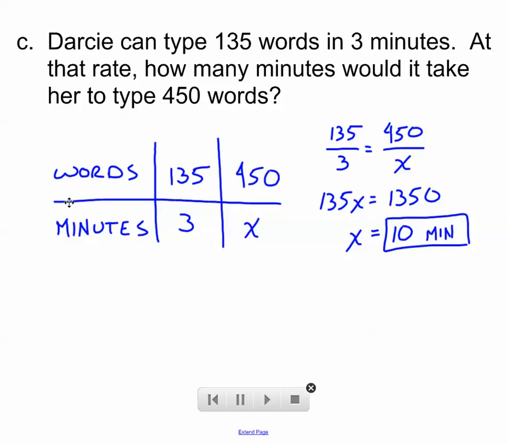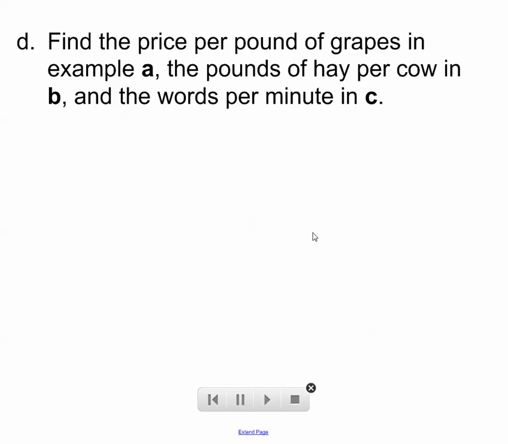Okay, so we just solved 3 ratio problems using proportions. It's a great way to do it. You guys are good at solving proportions. I think you'll like that method. We've also done this other method, and what I want to do is compare them. This is using rates. Find the price per pound of grapes in example A, the pounds of hay per cow in example B, and the words per minute in example C. So I'm going to use some color coding here. We used red for A, so we'll use red here.